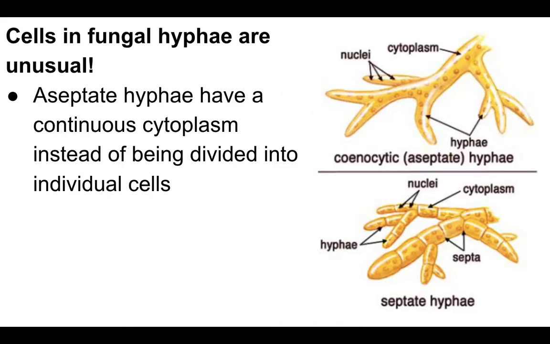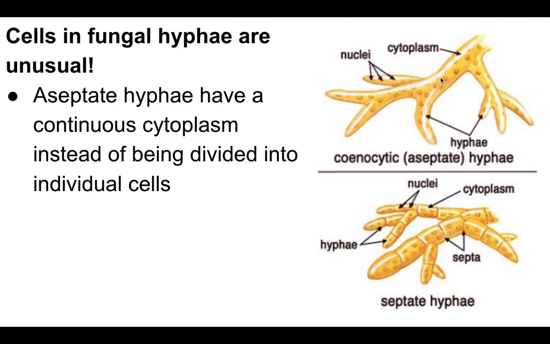There are different kinds of hyphae. So septate hyphae at the bottom here have septa, or divisions, between nuclei in the hyphae. The septum of your nose divides your nose. The septum of your heart divides your heart. But the septa of septate hyphae divide it into distinct zones. So that's similar to multicellular organisms that we know.